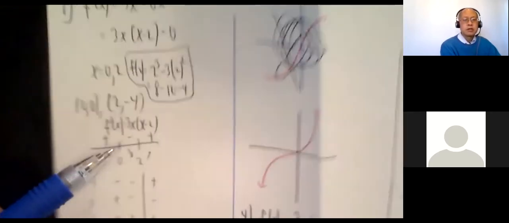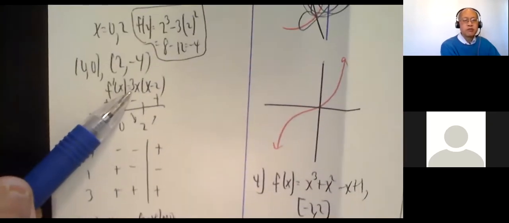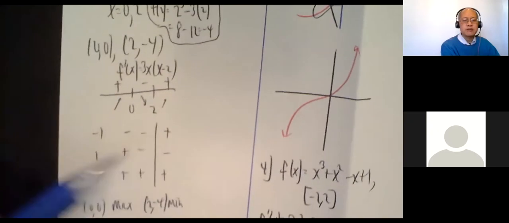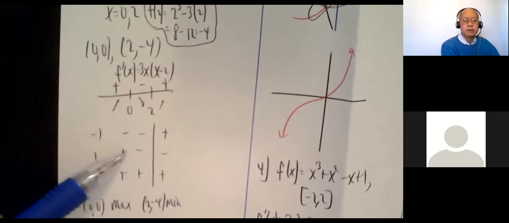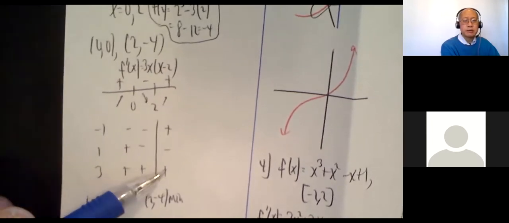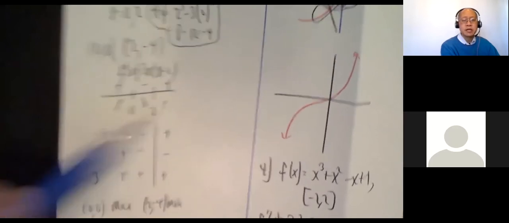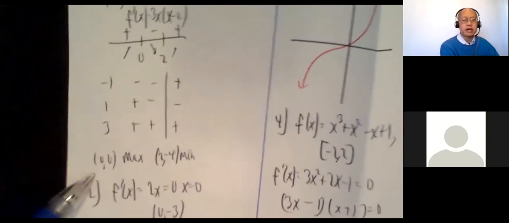To the original sign chart. Okay, plug in negative 1. Negative 1 gives me negative times negative, which is positive. Plug in 1, it gives me positive times negative, which is negative. Plug in 3, positive times positive is positive. So increasing, decreasing, increasing means this one's a max, this one's a min. So 0, 0 is a maximum, 2, negative 4 is a minimum.